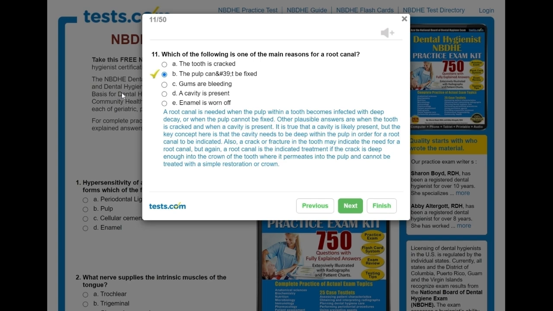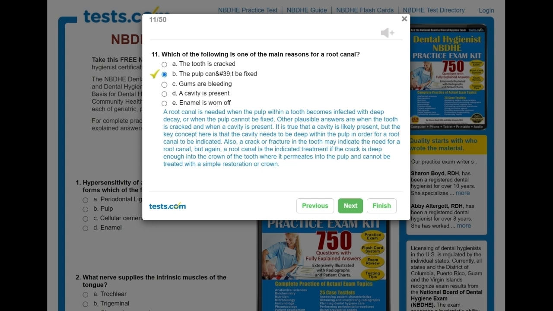B. The pulp can't be fixed. A root canal is needed when the pulp within a tooth becomes infected with deep decay or when the pulp cannot be fixed. Other plausible answers are when the tooth is cracked and when a cavity is present. It is true that a cavity is likely present, but the key concept here is that the cavity needs to be deep within the pulp in order for a root canal to be indicated.